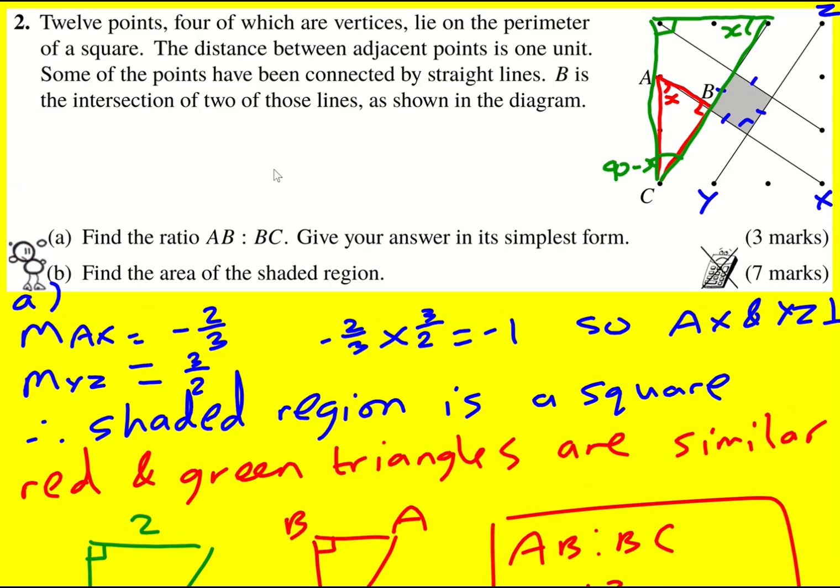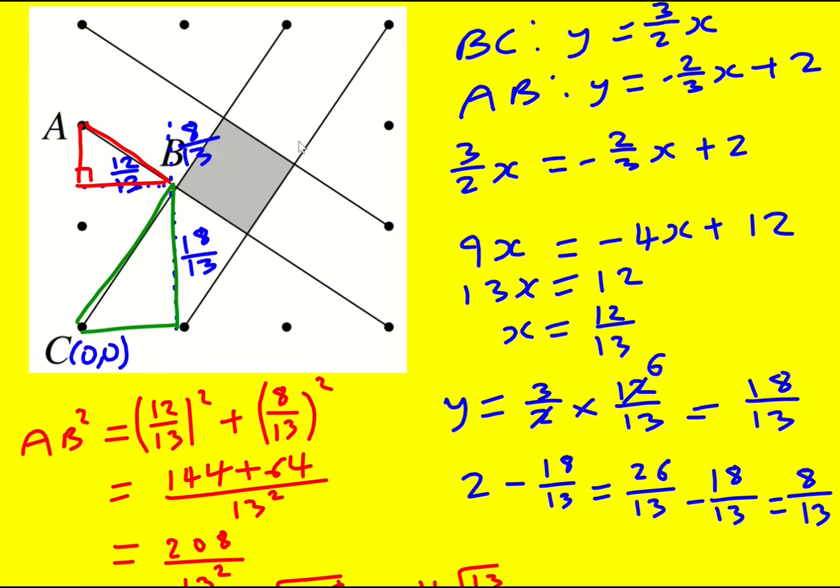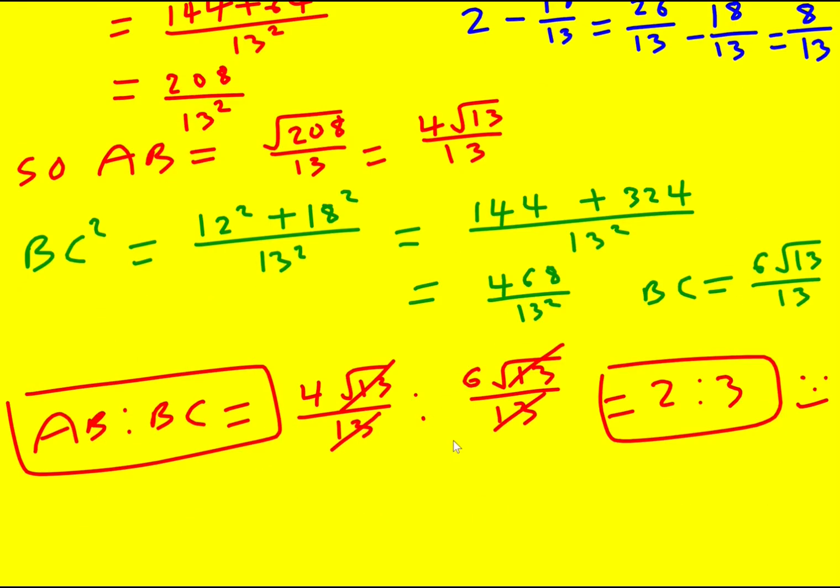Right, part B, find the area of the shaded region. Now remember, we've got lots of information. Depends which route you went down, of course.